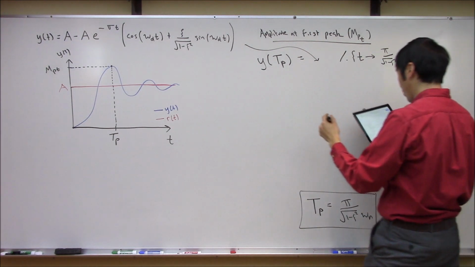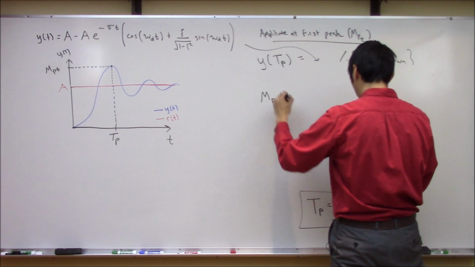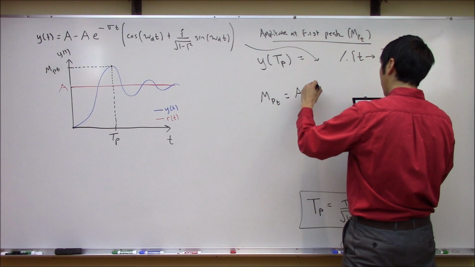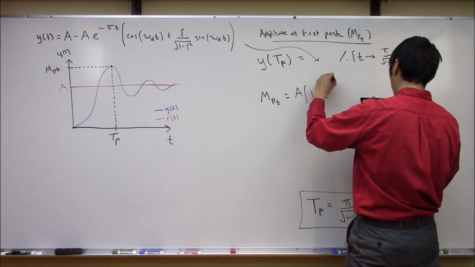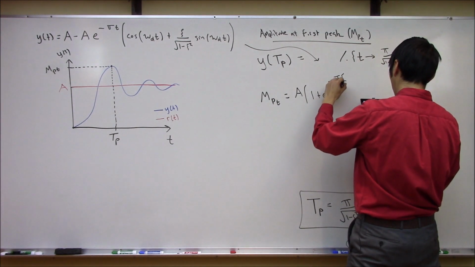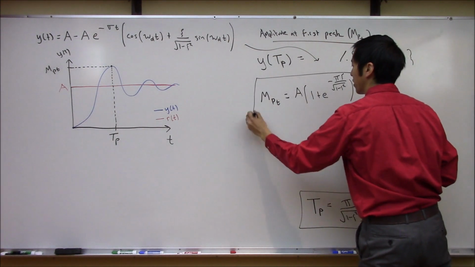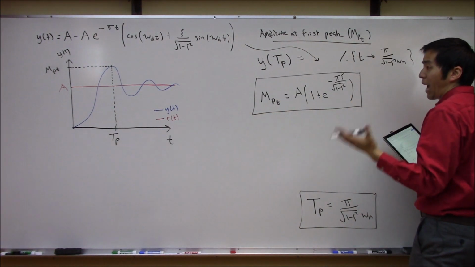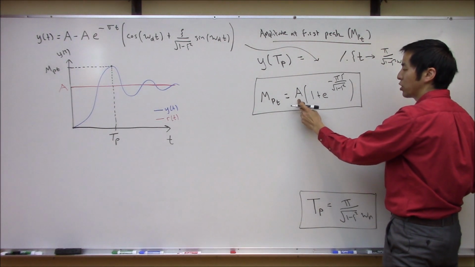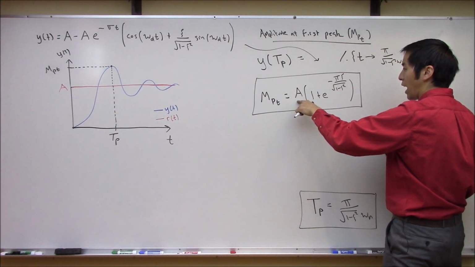I don't think we want to do this on the board, so let's just write it down here. This is going to give you the magnitude at the first peak, or M_PT, and what that ends up being is A times 1 plus e to the negative pi zeta all over the square root of 1 minus zeta squared. Okay, so here we go. Box this up. So the magnitude obviously depends on how hard you hit your function, or how much input amplitude there is. That's how high the actual peak is.